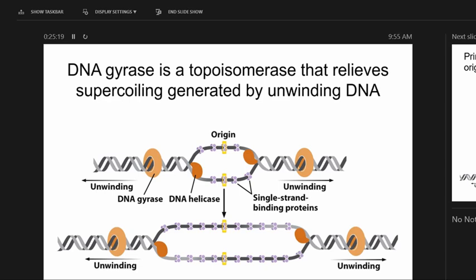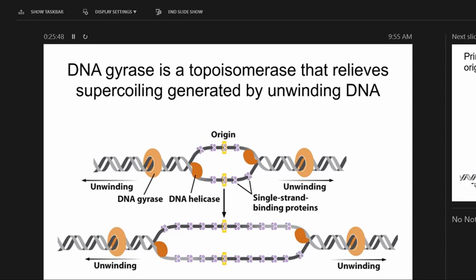Every 10.5 bases or so in our DNA that gets unwound is taking one full turn out of the DNA. Remember, it's one turn for 10.5 bases in B form DNA. B form is really 10, but it's kind of like 10.5 in live cells. So every 10 bases, you're adding a turn or removing a turn.